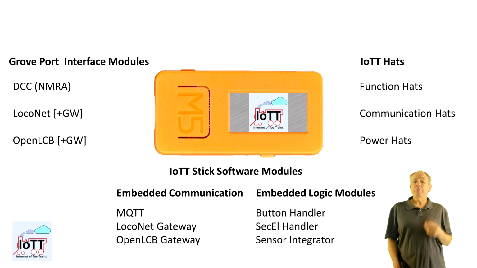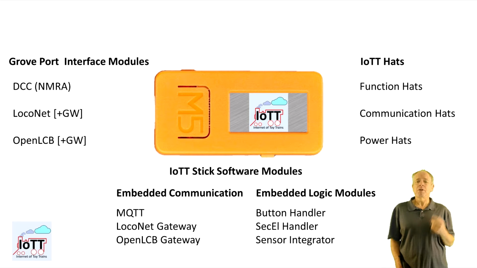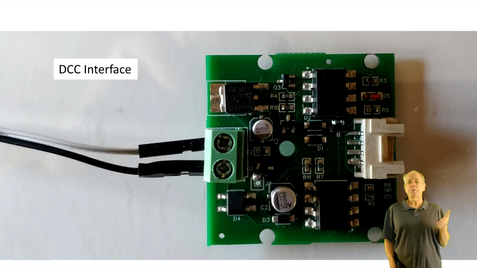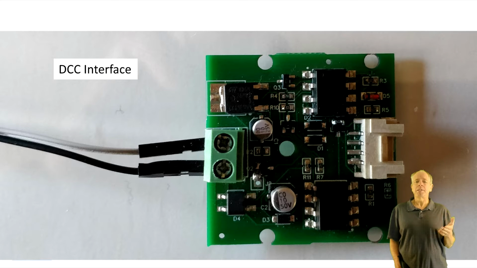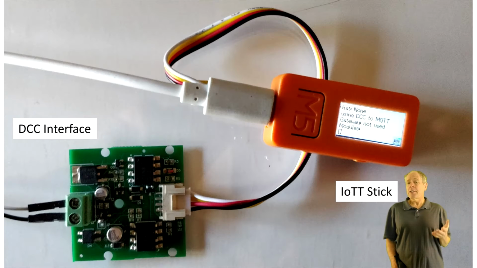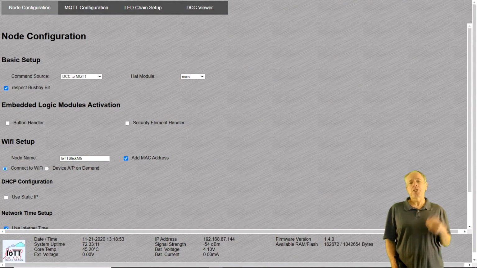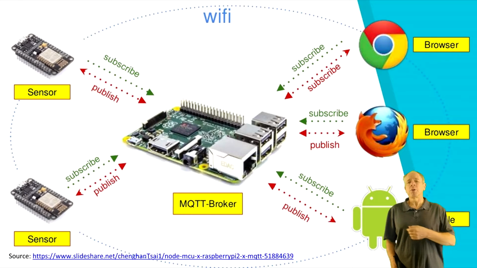The DCC viewer makes use of the DCC to MQTT mode added to the IoTT stick in version 1.3.1 of the stick software. Video number 53 has more information on this. To make it work, you need a DCC interface board to pick up the DCC commands from the track. The other end is connected to an IoTT stick, which is configured in DCC to MQTT mode and sends the DCC information via Wi-Fi to an MQTT broker.